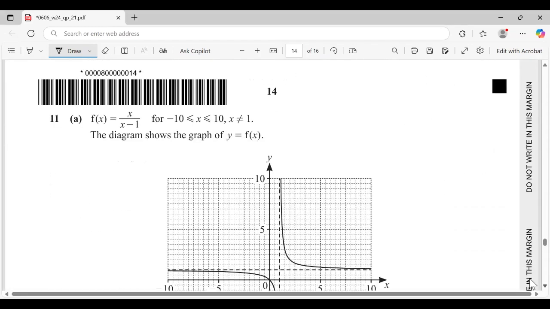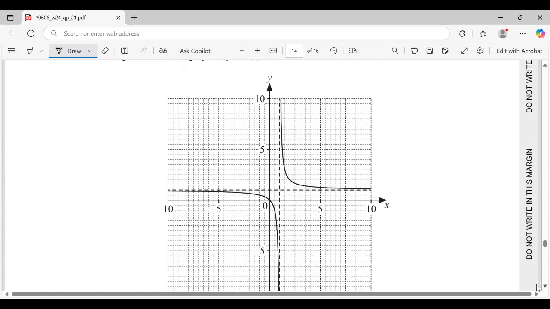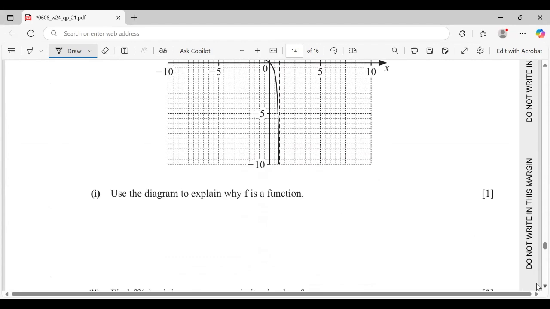Number 11. f(x) equals x over x minus 1 for x in the interval minus 10 to 10, with x not equal to 1. The diagram shows the graph of y equals f(x). This diagram. Question: use the diagram to explain why f is a function.